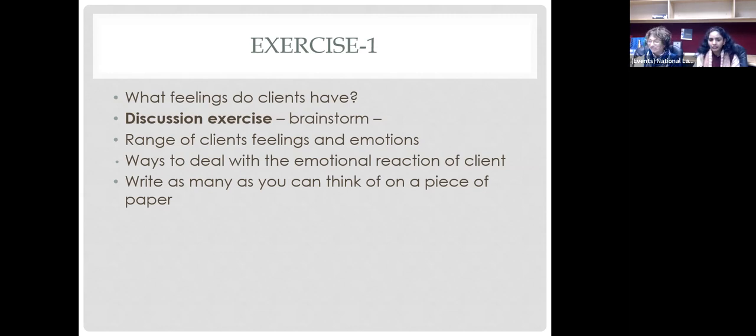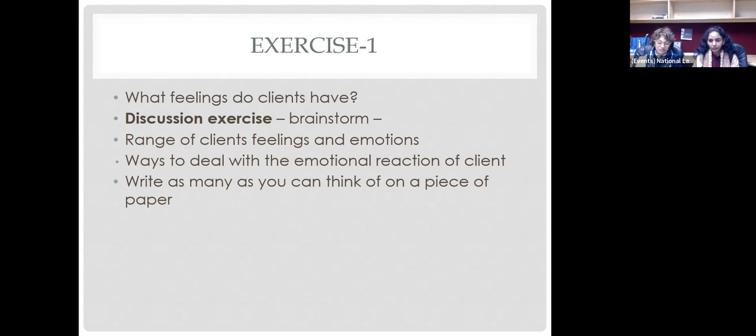Just to add to Margaret's explanation for the exercise, for better thinking and imagination, you can relate this client as a client of domestic violence. So for example, the client is a client of domestic violence. What kind of feelings do you foresee to be more exhibiting or more expressive when such a client comes for an interview with you? And what are the ways to deal with those feelings of the client while taking the interview?